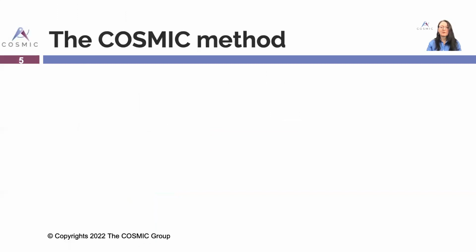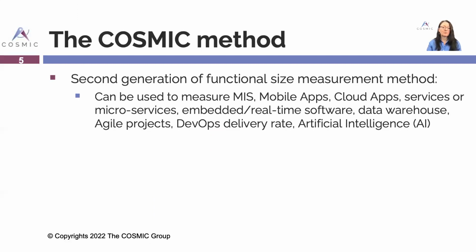Now let's look at the COSMIC method. Where does that come from? Well, it's a second generation of functional size measurement method. It can be used to measure management information system, real-time software, mobile app, cloud app, service or microservice, data warehouse, agile projects, DevOps delivery rate, and also artificial intelligence module.